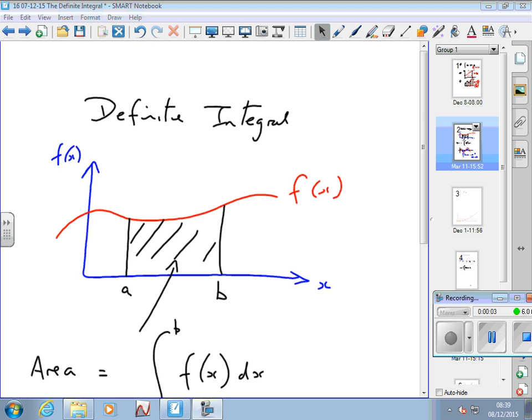Okay, the definite integral then. That's what we're going to look at, the definite integral. And it's a way of finding the area under a function. So here's a function being drawn, this function f(x), and it looks like this, the curve. And we're interested in what's the area under this curve between the limits a and b. So we call these limits a and b.